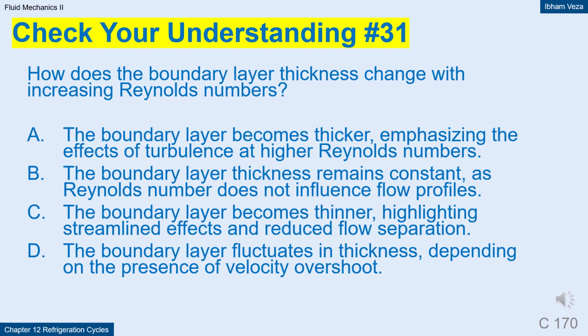B. The boundary layer thickness remains constant, as Reynolds number does not influence flow profiles. Incorrect, because the Reynolds number directly affects the boundary layer, causing variations in thickness and flow behavior. D. The boundary layer fluctuates in thickness, depending on the presence of velocity overshoot. Incorrect, because while velocity overshoot can occur, it does not cause significant fluctuations in boundary layer thickness. The trend is towards thinning with increasing Reynolds numbers.